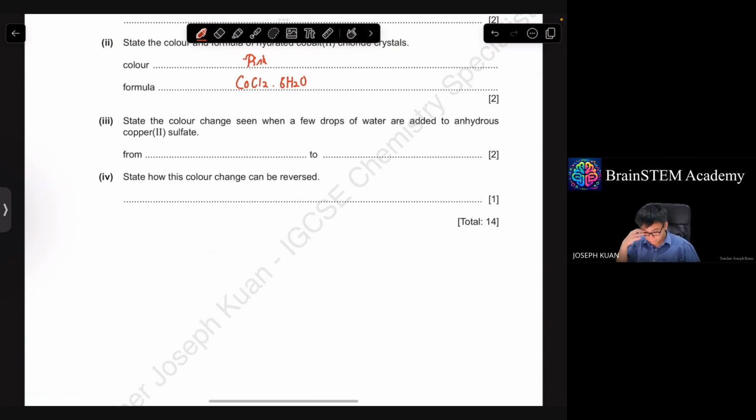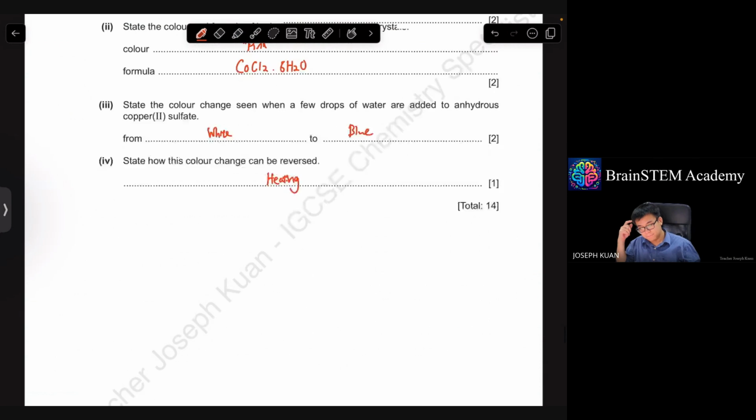Next, state the color change seen when a few drops of water are added to anhydrous copper 2 sulfate. So this is from white to blue. How can you reverse this? By heating the hydrated copper 2 sulfate.